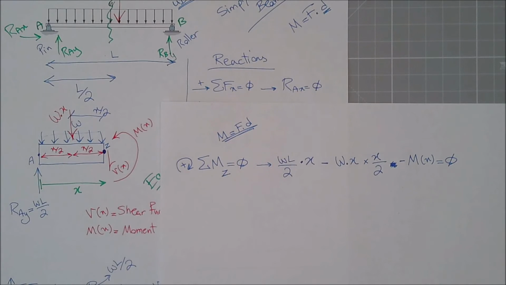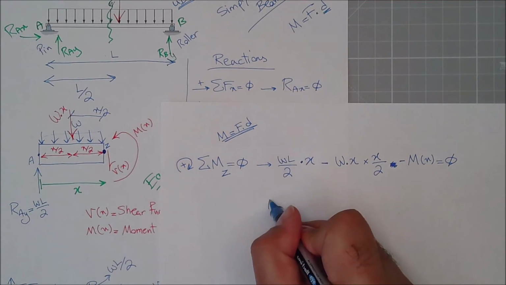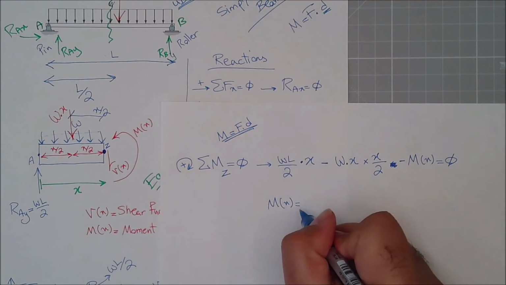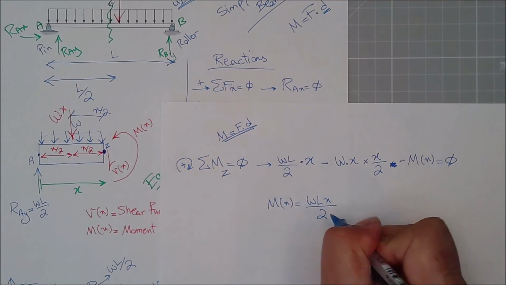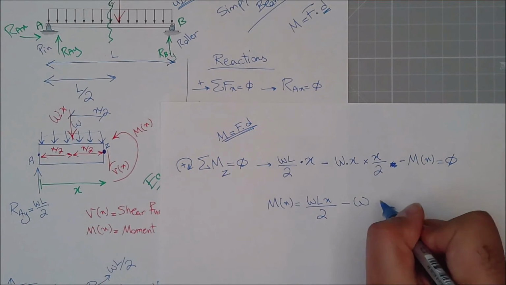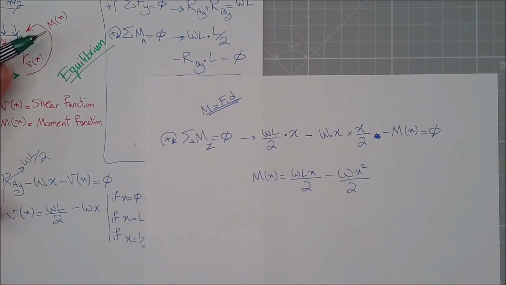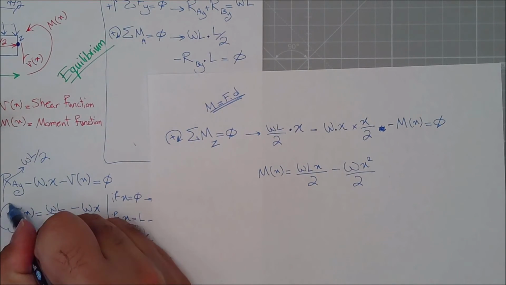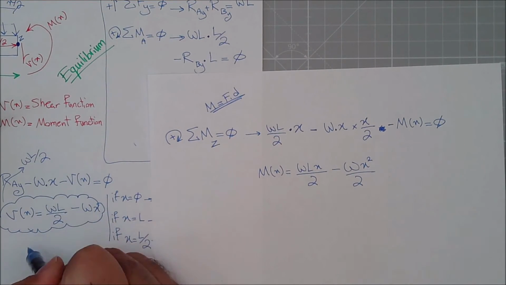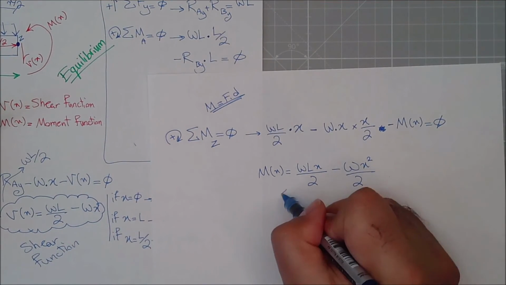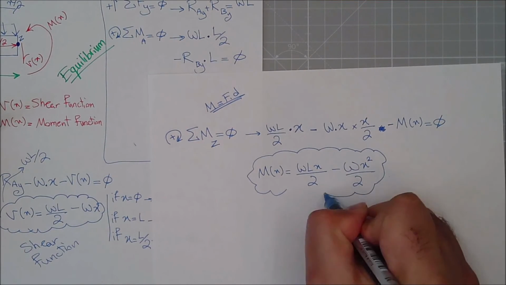Similar to the shear as well, I brought the Vx in. This is my moment function. Let's make it a bit nicer. So I'll bring mx to the other side. Mx equals WLx divided by 2 minus Wx to the power of 2 divided by 2. This was my shear function, and this is my moment function.